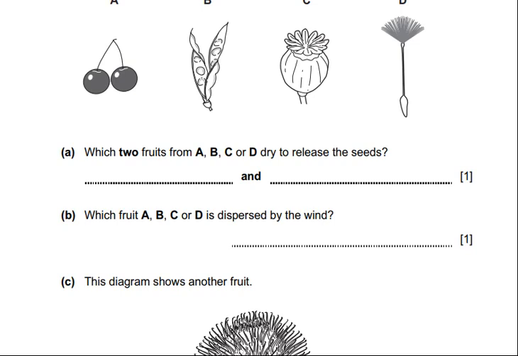And question B. Which fruit A, B, C, or D is dispersed by wind? Of course, we know that any type of seed that is light or has light weight can be dispersed by wind. So which one is light here? Or which one has light weight? D. So the answer for question B is D.